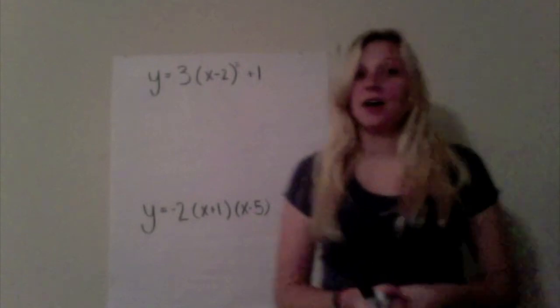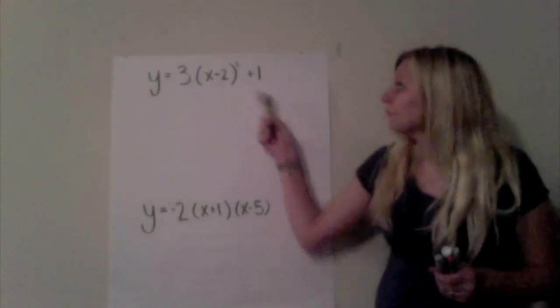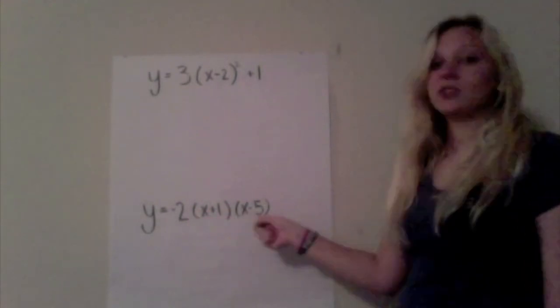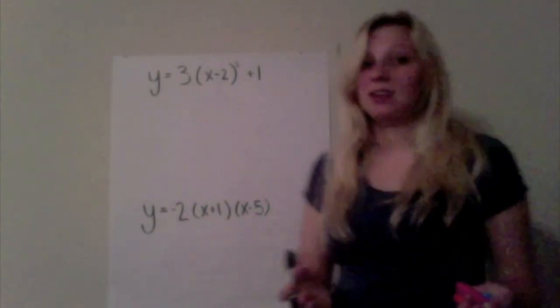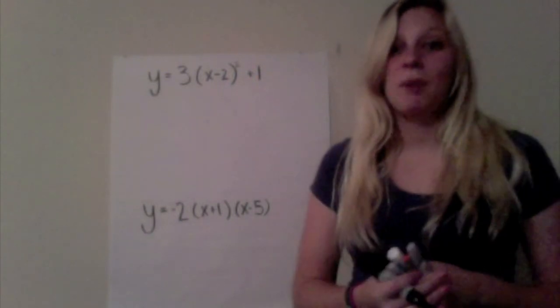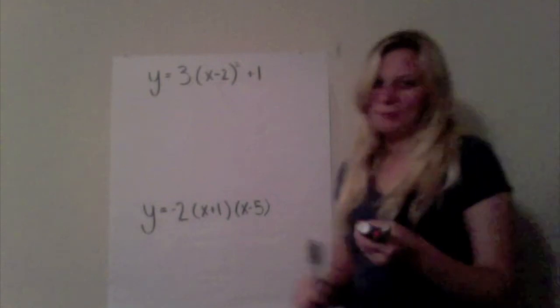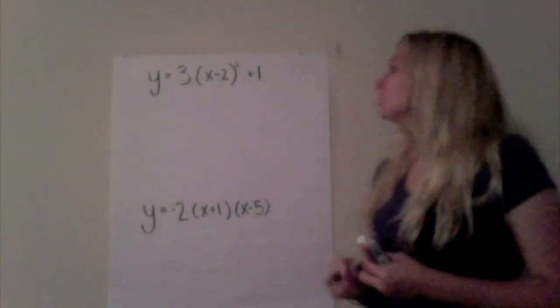Now, there's going to be times when you're supposed to take your equation in either the vertex form or the intercept form and put it back into the standard form. Now, this is really easy to do if we just remember our favorite kind of distributing, which is the FOIL method. So we're going to start with this first one.